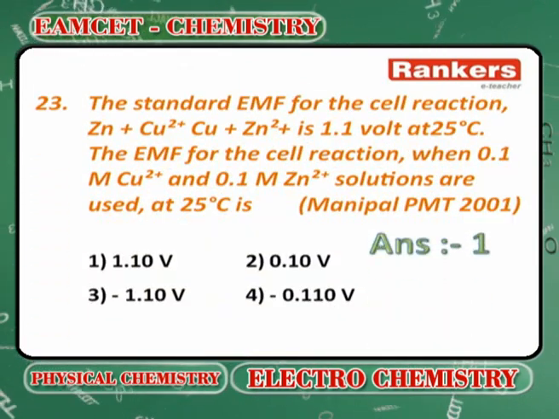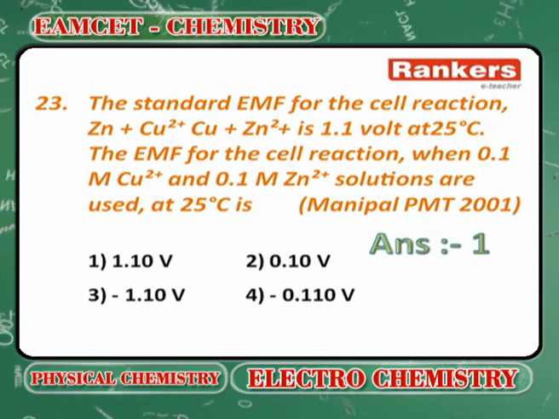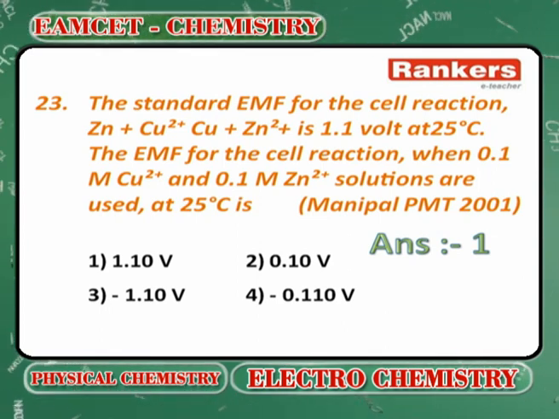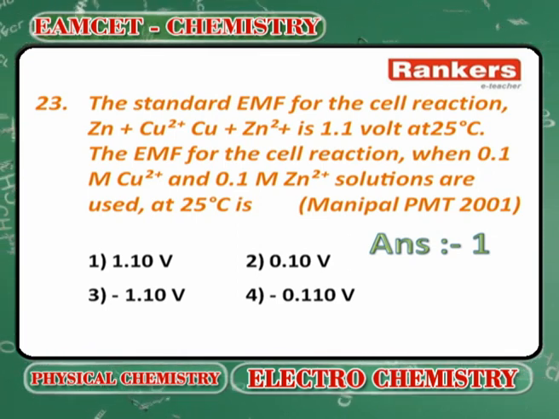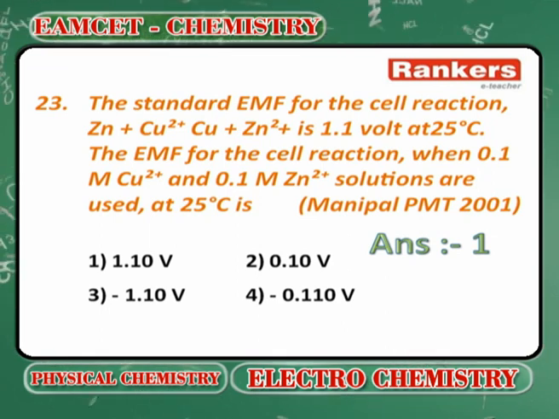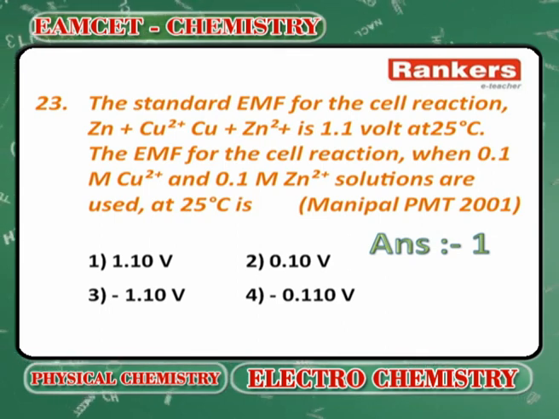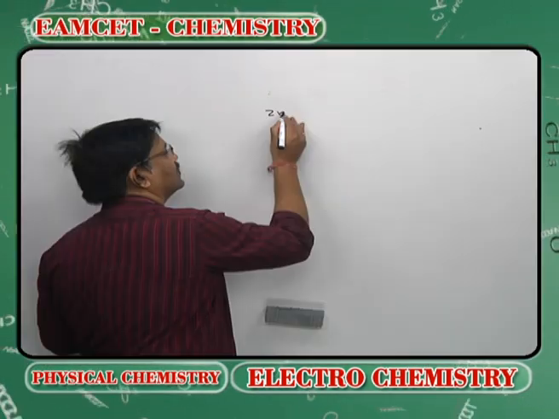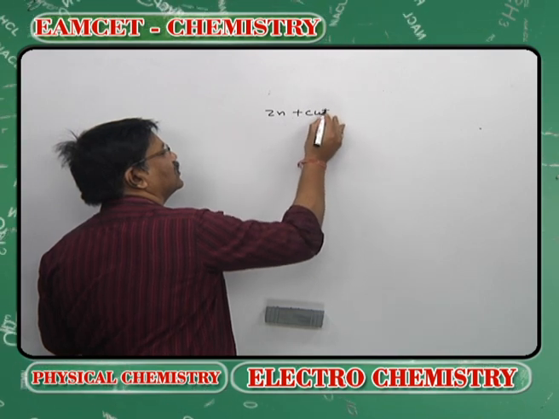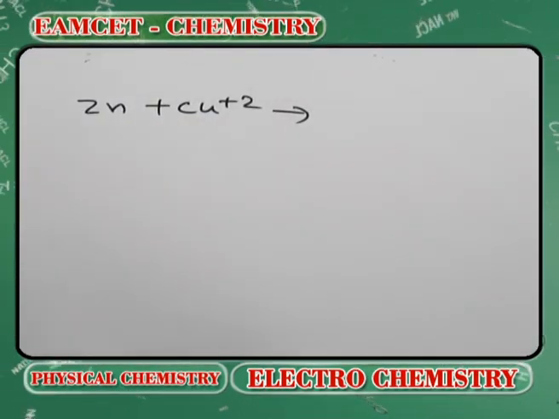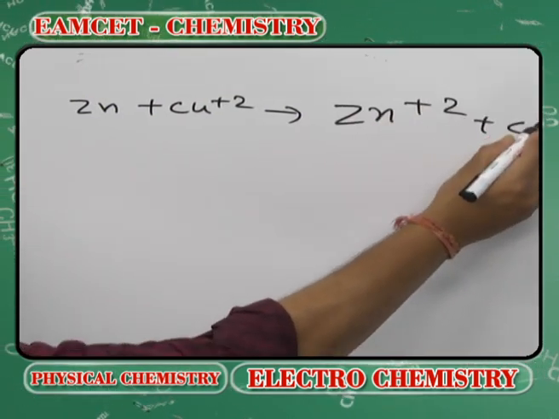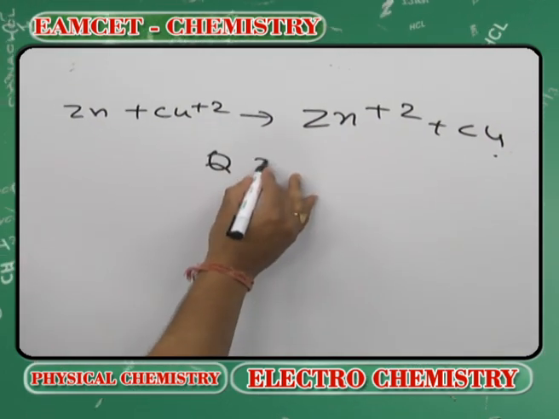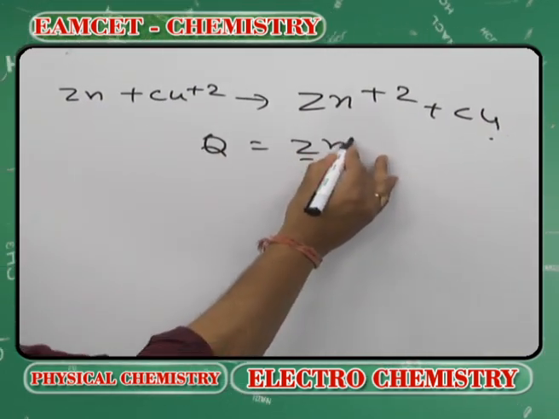Now what is the question? What is the EMF for the cell reaction when 0.1 molar Cu2+ and 0.1 molar Zn2+ are taken? What is the cell reaction here? Zn plus Cu2+ gives rise to Zn2+ plus Cu. What will be the reaction quotient here? Zn2+ by Cu2+.